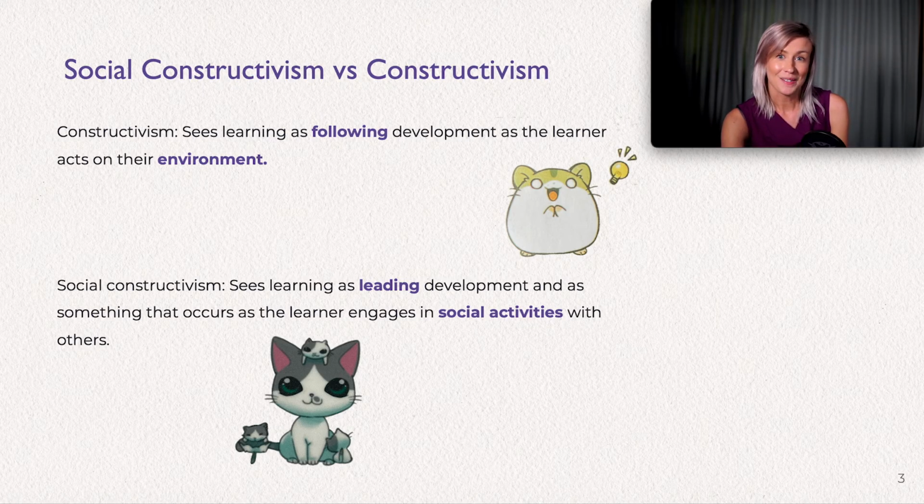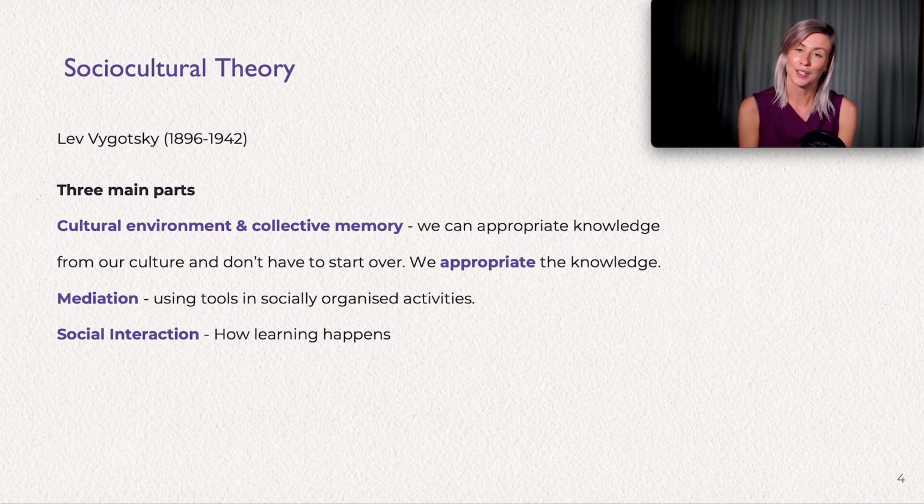Okay, let's start out with Sociocultural Theory. And here we find Lev Vygotsky. He was born in 1896 in what at the time was the Russian Empire and that then became the Soviet Union, where he then died in 1942. Sociocultural theory has three main parts: cultural environment and collective memory, mediation through intellectual tools, and socialization with others.